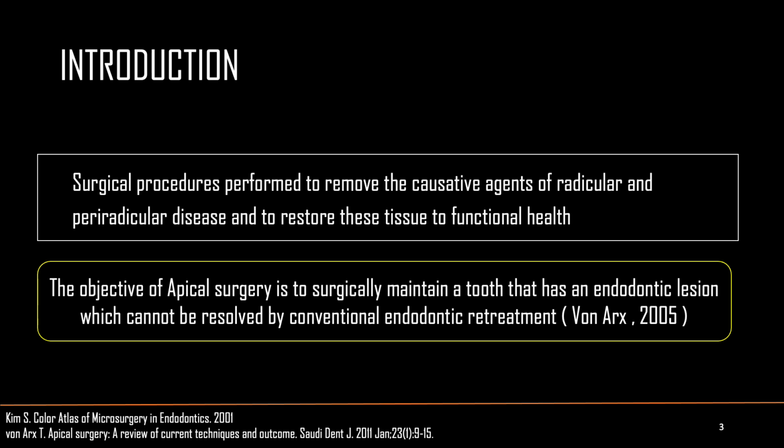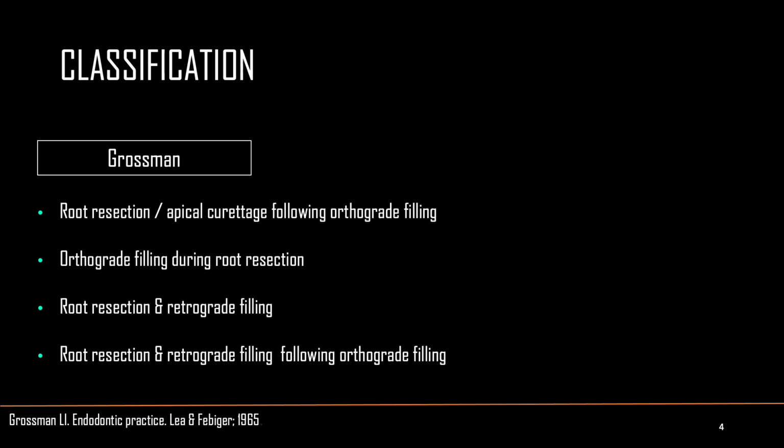Now, what is an endodontic surgical procedure? Surgical procedures performed to remove the causative agents of radicular and periradicular disease and to restore these tissues to functional health. The main objective of an endodontic surgical procedure or apical surgery is to surgically maintain a tooth that has an endodontic lesion which cannot be resolved by conventional endodontic retreatment.